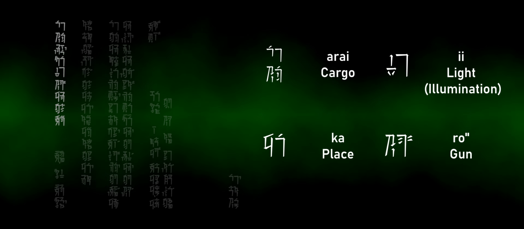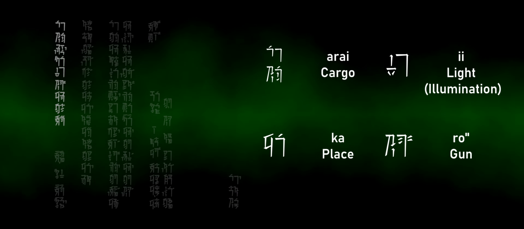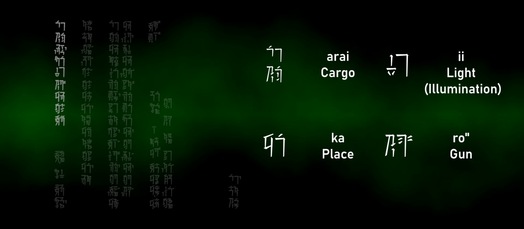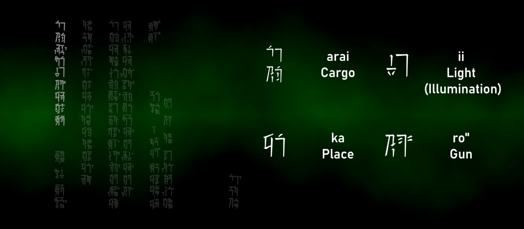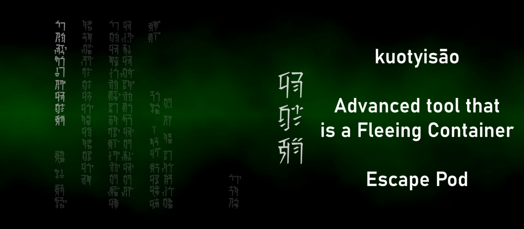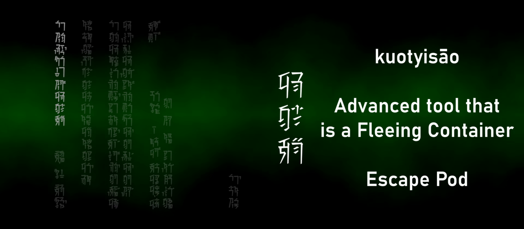We have arai, meaning cargo. We're going to skip the next one for now. The next one after that is ka, which is just place, and you've seen that at the start of several words like toilet and cockpit. E means light, ro means gun, and quo tiai sao means the advanced tool that is a fleeing container and escape pod.